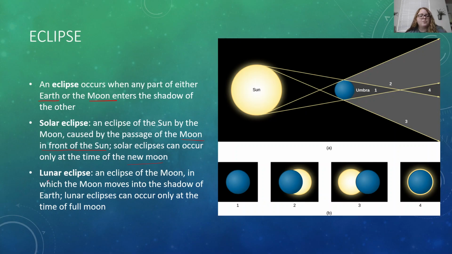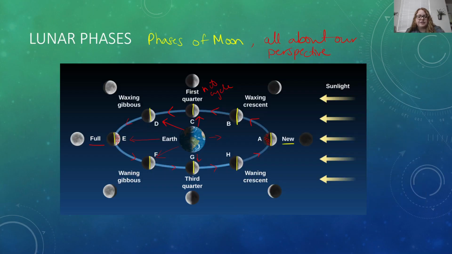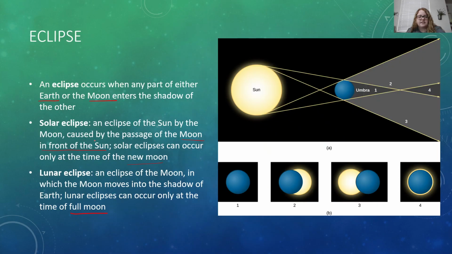Okay. We also have the lunar eclipse, which is an eclipse of the moon, where the moon moves into the shadow of Earth, and they only occur during the time of full moon. Okay, so notice the difference there. The new moon is when we've got, actually, let me go back to that slide. That would be a good slide to show you. So the new moon here is where we would have the solar eclipse, and then the full moon here is going to be where we have the lunar eclipse. Okay, so let me go back.